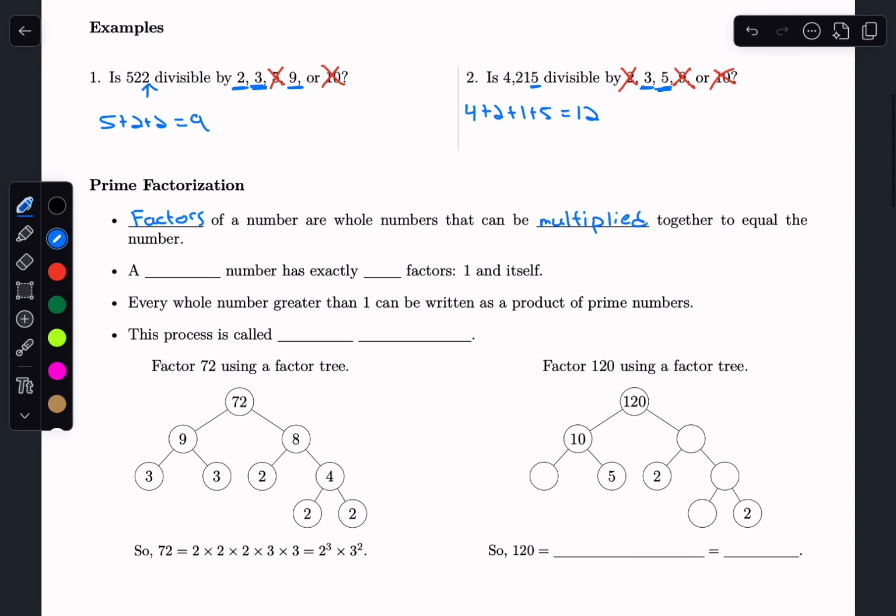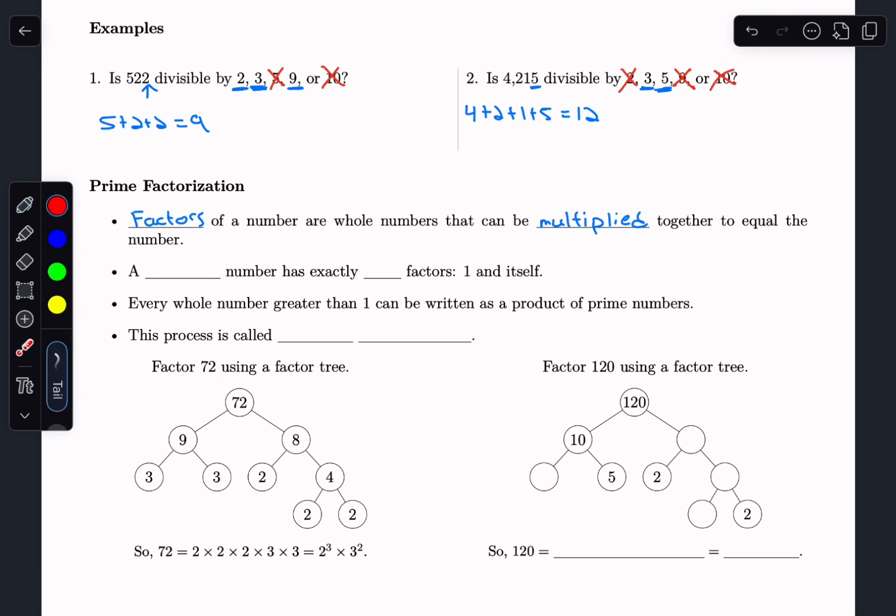So we just saw in the previous number 1 here, up here, 522 is divisible by 2 and 3. That means that 2 and 3 are both possible factors, because they will evenly divide this number. So factors are always going to be whole numbers, and they're going to evenly divide the original number. But specifically, when we multiply all of the factors together, we're going to be able to get the original number.